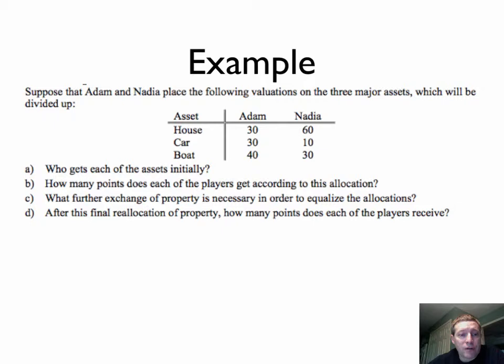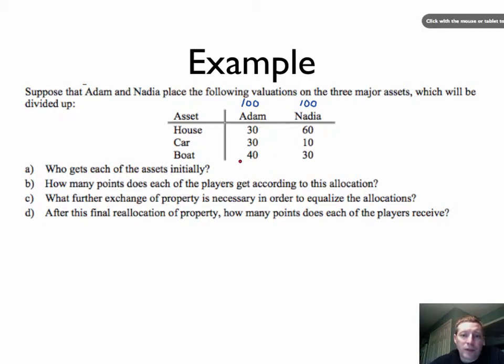So let's start with, first of all, who gets each of the assets initially. Remember, the idea here is that each person has 100 points that they can allocate any way that they want to. So Adam has 100 points, Nadia has 100 points, and they can allocate these any way they want to as far as giving value to each of the assets from their perspective. So ideally they would do this secretly so they wouldn't know what the other person is doing.